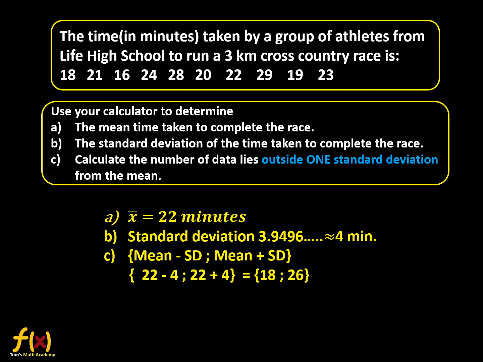So between 18 and 26, that is inside. Now what are the numbers outside? Look at the data. Okay, 16 is outside. 28 is outside. 29 is also outside. Outside this interval. What is the interval? 18 to 26. So we have 3 numbers outside. So we get 3 numbers lie outside this interval.